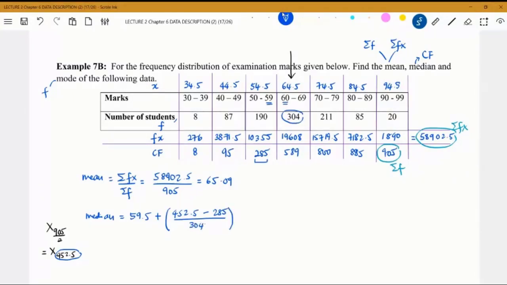What is our class width for this one? 9? Is it 9? Okay, because the upper boundary, let's say we take this one, 69.5, and the lower boundary here will be 59.5. So your class width will be 10. Okay, find the value for the median, please.